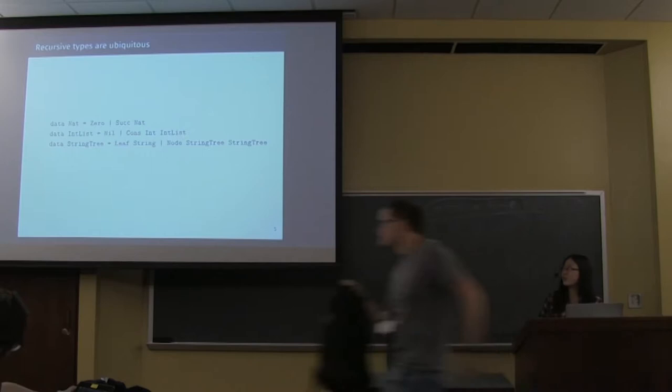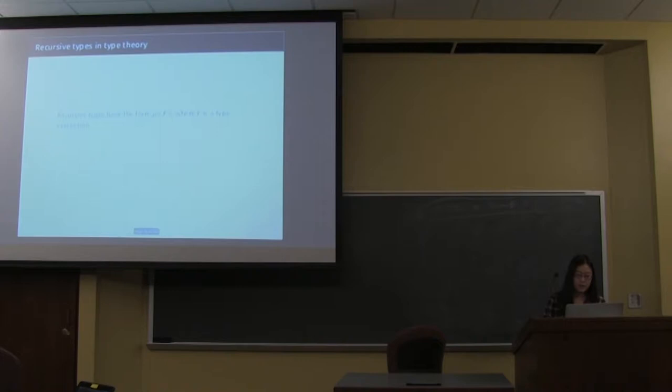So the common theme between all these data types is that each of them is defined in terms of itself. But in smaller languages such as lambda calculus, we don't have all this machinery for data types, so we really have to dig into what's going on under the hood. In type theory, recursive types have the form mu a dot F of a, where F is a type expression. So this is the most abstract format, and I'll get into more detail as to what this looks like later on. Another way you can think of mu is as a type level fixed point operator. Again, more explanation coming soon.